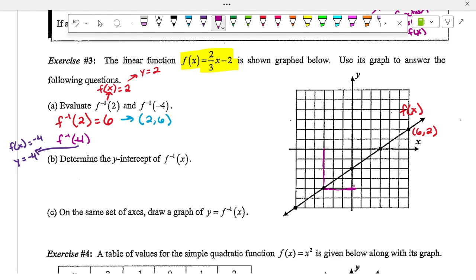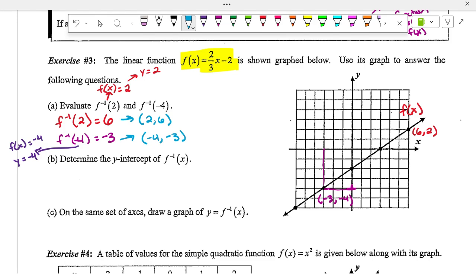Right. So I went down to where y was -4. I slid over until I hit the graph, which is at the point -3, -4, and I wanted the x value. So this would be -3. So remember, if this was a point, it would be -4, -3. And that's the flip-flop of -3, -4. So inverses.